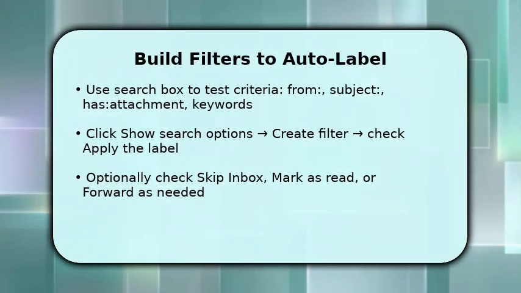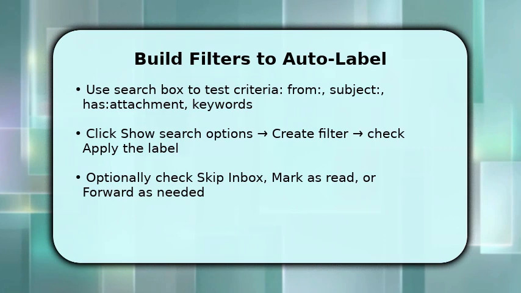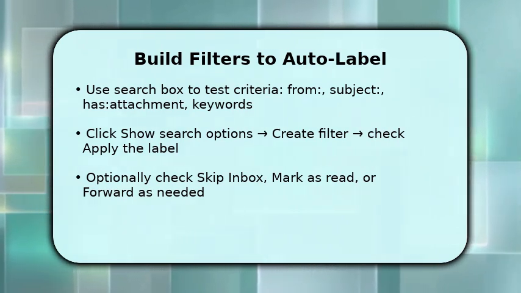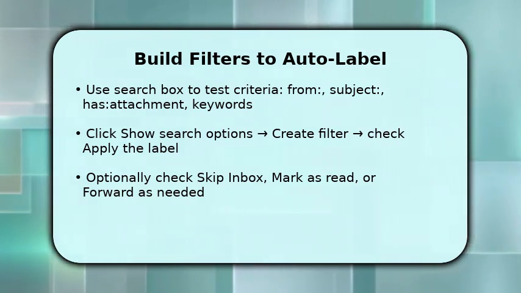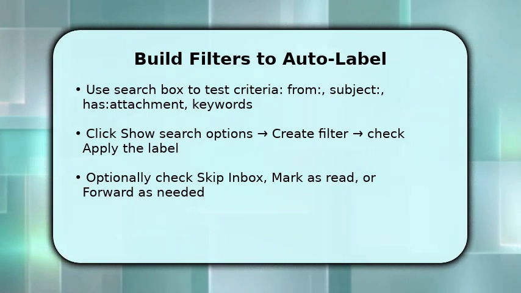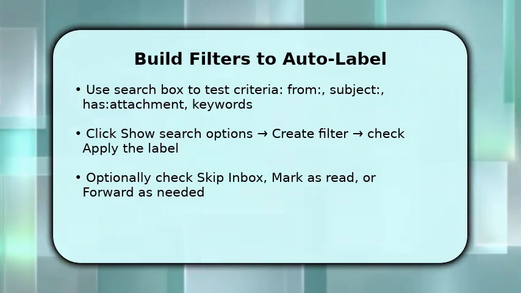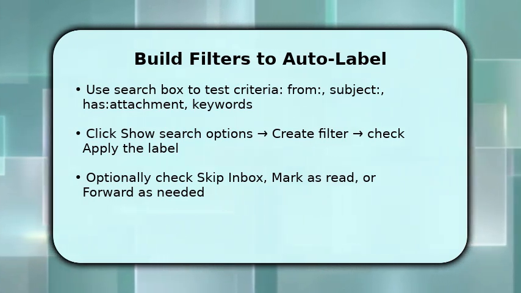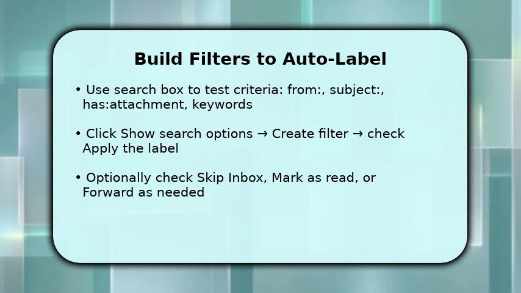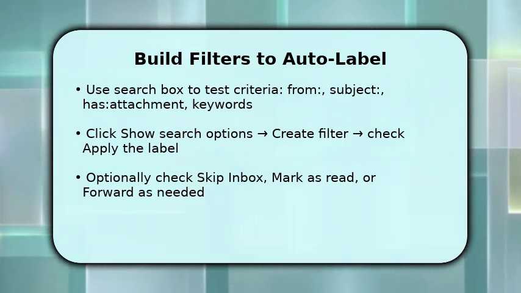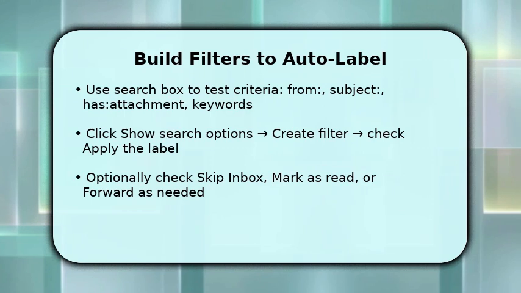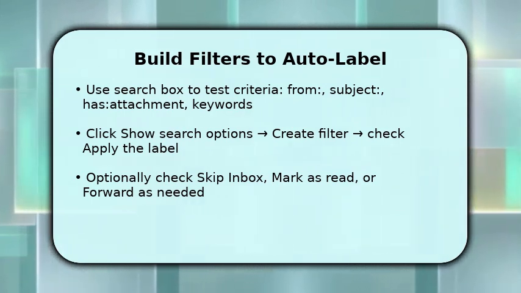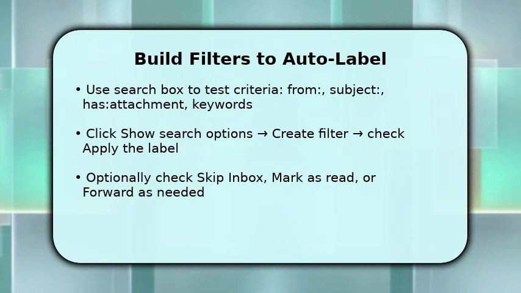Next, create filters that apply those labels automatically. Use the search box to define criteria: sender, subject words, or attachment presence, and test the results. Then click Show Search Options and Create Filter. Select Apply the label and pick the label you made. Make sure to check Also Apply to matching conversations if you want retroactive tagging. This saves time and keeps similar messages together without manual dragging.